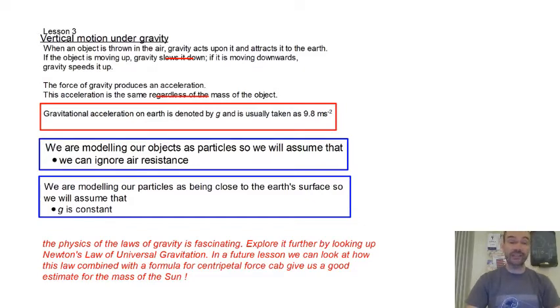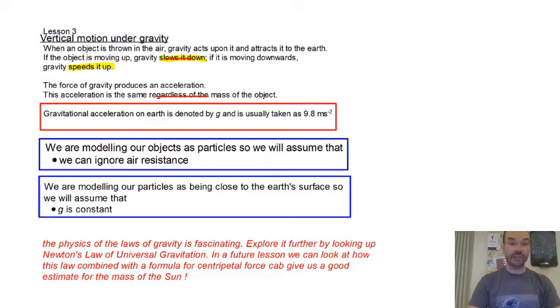It's something you've looked at in GCSE physics. It's something you're familiar with. If it's going up, gravity slows it down. If it's moving downwards, gravity speeds it up. You know that. The force of gravity produces an acceleration.